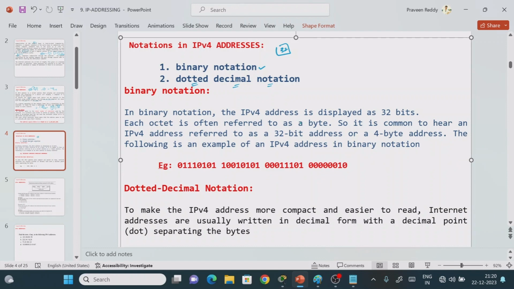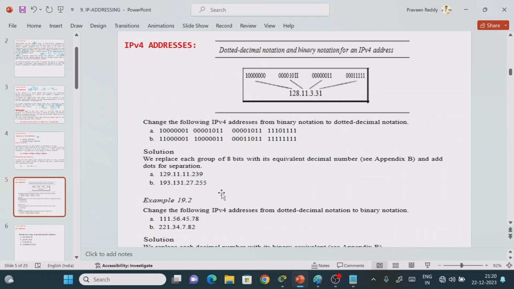As I told, the 32 bits will be divided into 4 octets. Each octet consists of an 8-bit representation. This is one way to represent the IPv4 address in terms of a binary number. Now we will see how to represent the IPv4 address in dotted decimal notation, right? Suppose this is my binary number, this is what it looks like in dotted decimal notation.